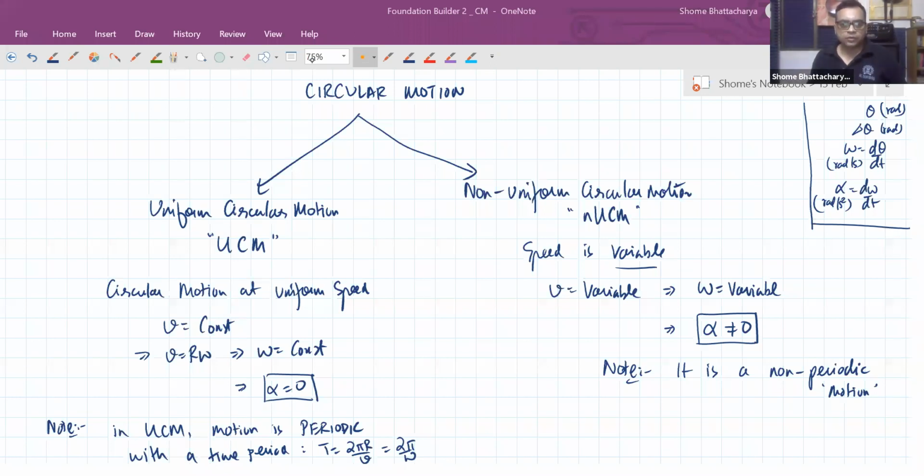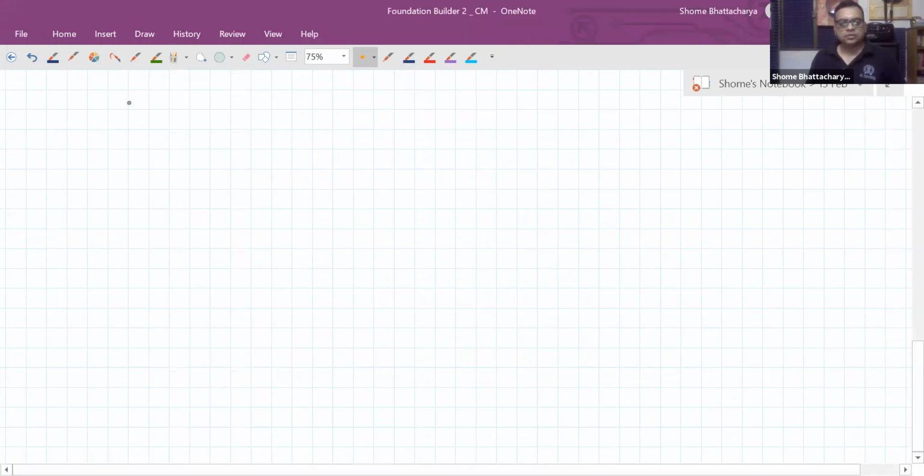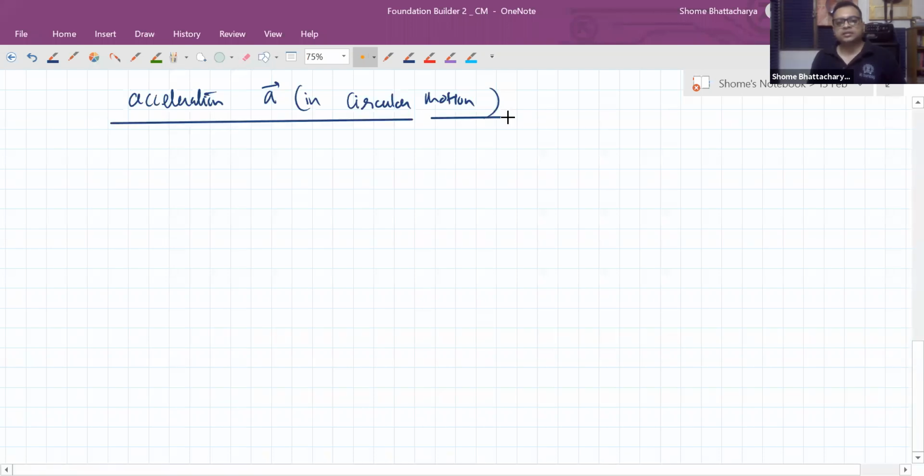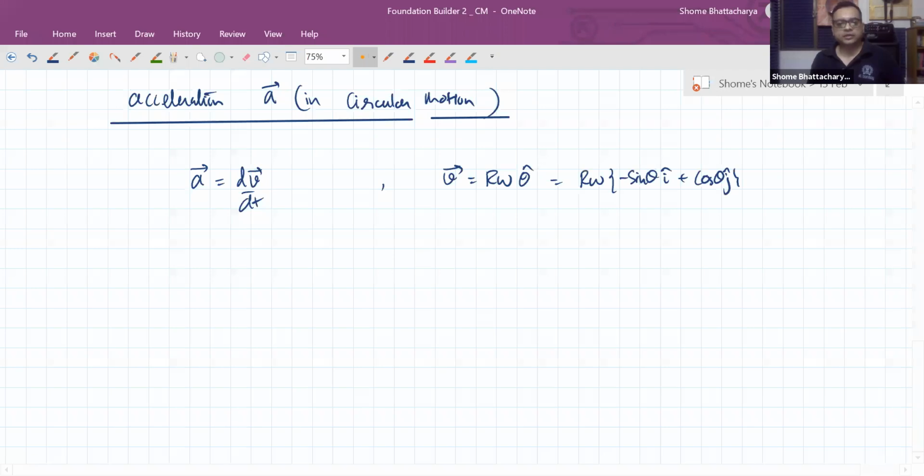Okay, let's move on now to acceleration. I'm coming to that only. So acceleration in circular motion. This whole chapter we are discussing specifically circular motion only. So how do we calculate and define the acceleration? Kinematics wise, acceleration is defined as the rate of change of velocity. We just saw that the velocity was r omega theta cap, or r omega into minus sine theta i cap plus cos theta j cap.